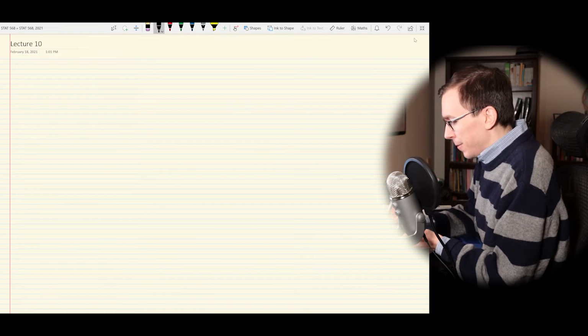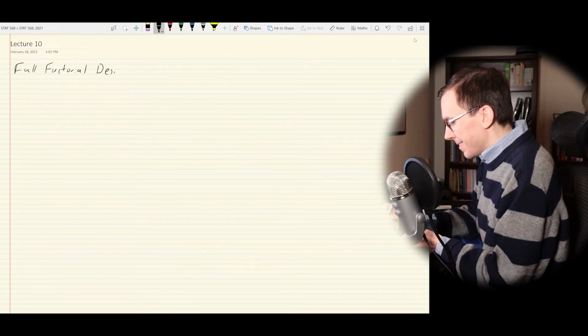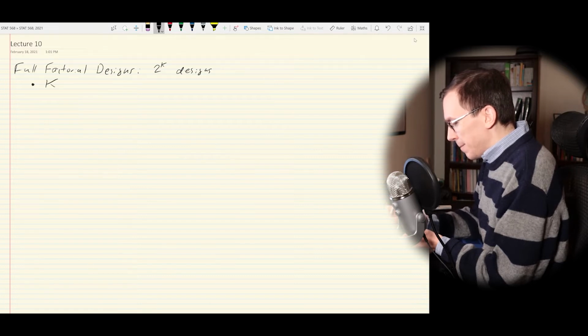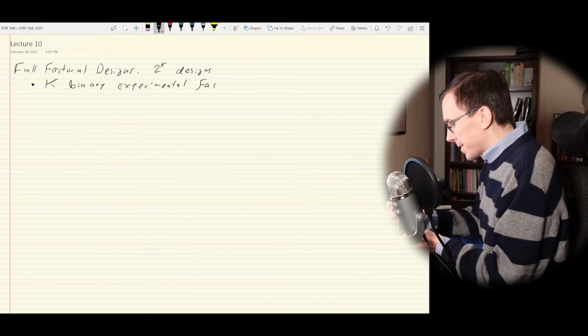Chapter 4 on full factorial designs. Specifically, what we will write these as are 2 to the k designs. So the rough idea here is we have basically k binary experimental factors to test.